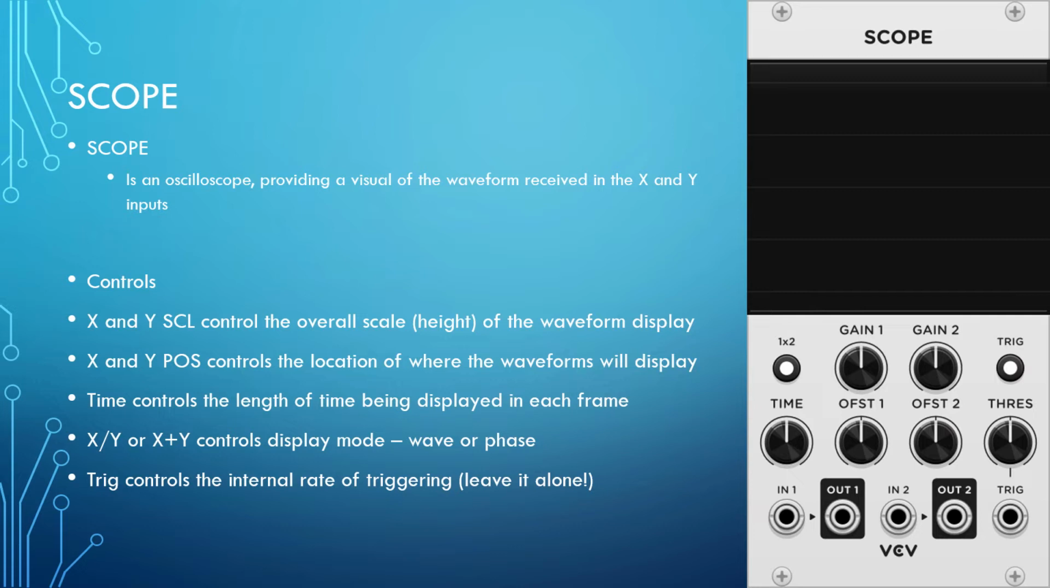Scope is another really useful tool. It's an oscilloscope that provides a visual of the waveform that's received in the X and Y inputs. The X and Y scale or offset controls the overall scale of the waveform displayed, and the X and Y position controls the location of where it is displayed. Time controls the length of time being displayed in each frame, and you've got other options of 1x2, which will control the display mode of wave or phase. Finally, trig controls the internal rate of triggering. Just leave it alone.